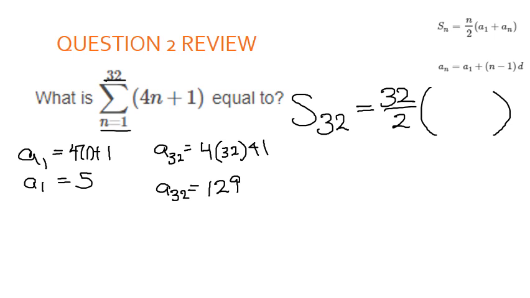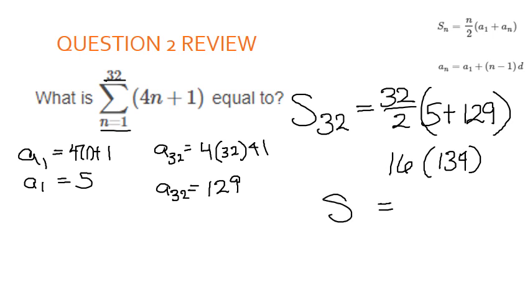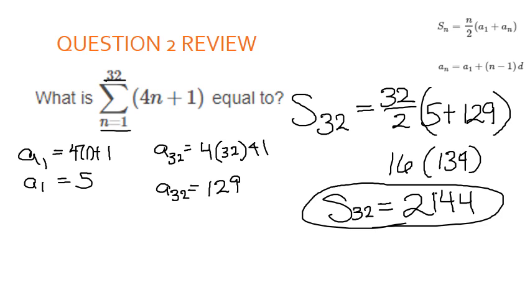Now I have to put these over here in the sum formula. So I have 5 plus 129. I found those two numbers. Now, find your sum. 32 over 2 gives me 16 times that 134. So the sum of the first 32 terms is going to be 2,144. So double check and make sure you're getting these numbers on your calculator.